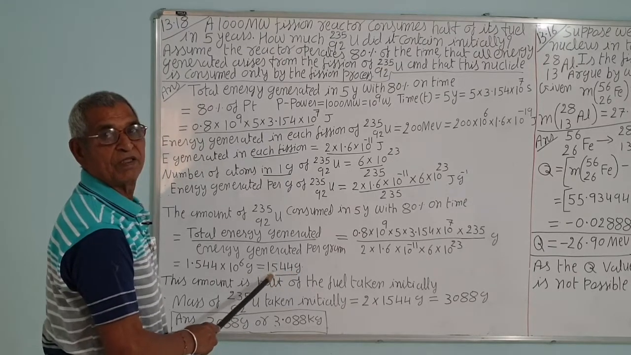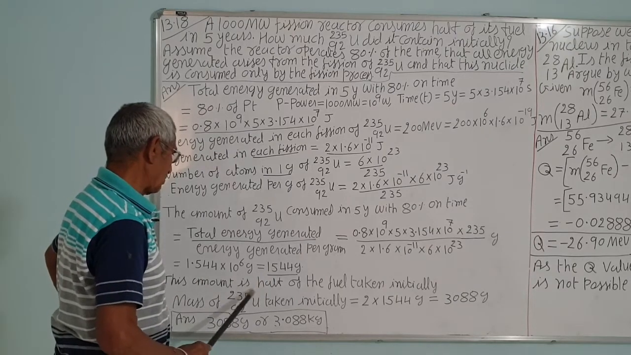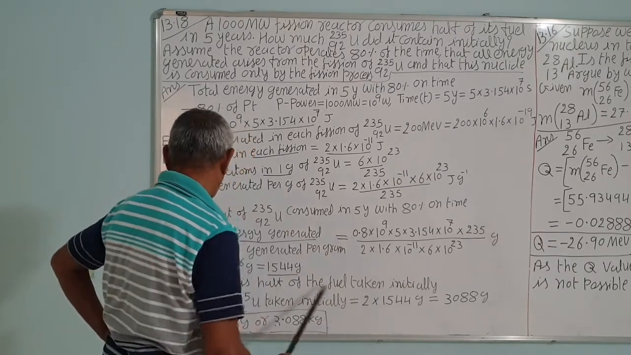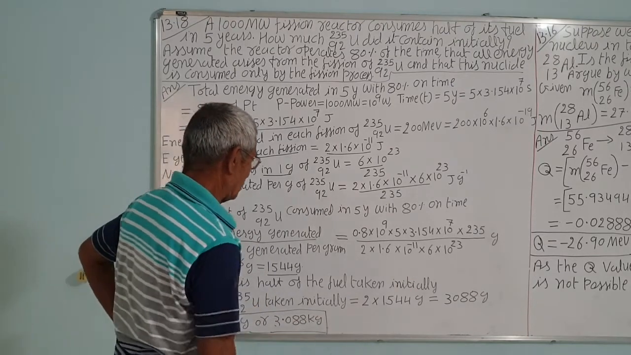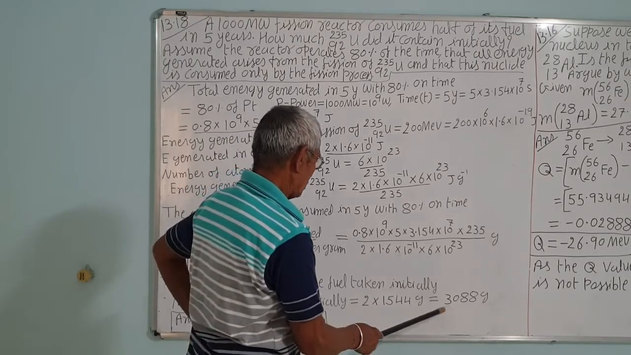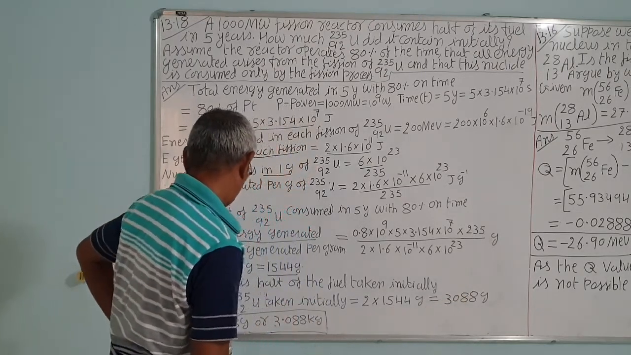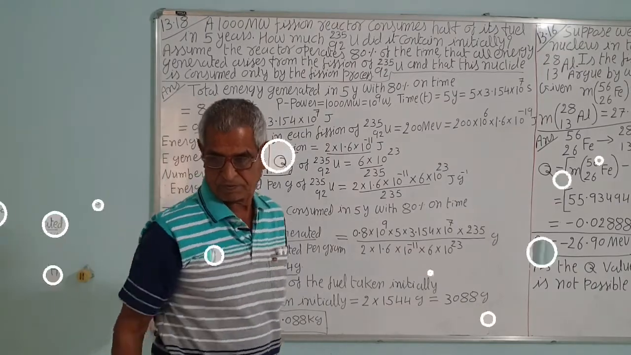This is half of the fuel taken initially. Initially it is taken double, so the mass of the uranium taken initially will be double, that is 2 into 1544 grams, equal to 3088 gram, or you can say 3.088 kg.